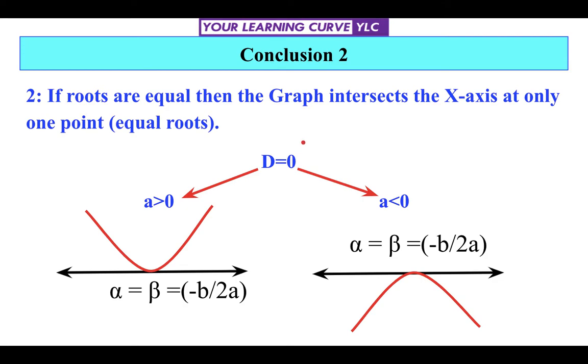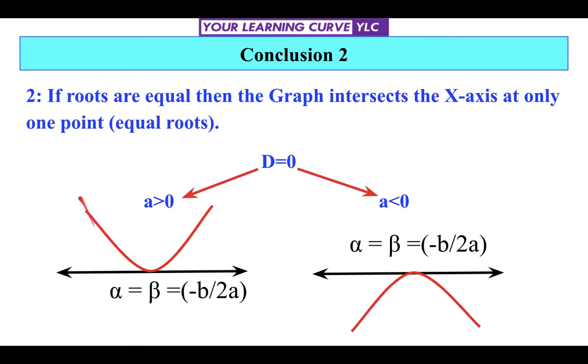Now the next conclusion, if D is equal to 0, how many roots will you get? You will get only one root. So there is only one value of x for which y becomes 0. The graph will touch the x-axis at one point. You can say touch or cut, it doesn't matter. You will get only one value of x.